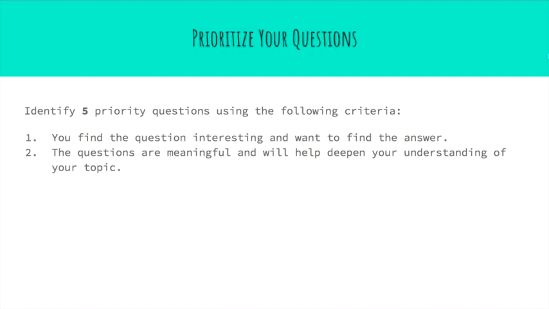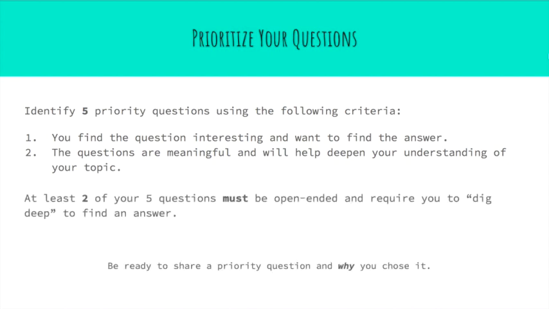You do not want questions you already know the answers to. You also do not want questions that cover the basic information that your teachers have already asked you to answer. So your question should really be interesting and keep you engaged with your research throughout the rest of this process. At least 2 of your 5 questions must be open-ended and require you to dig deep to find an answer. Be ready to share a priority question and why you chose it with your teacher on the form provided.